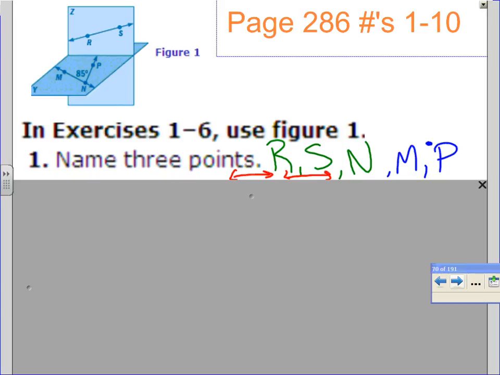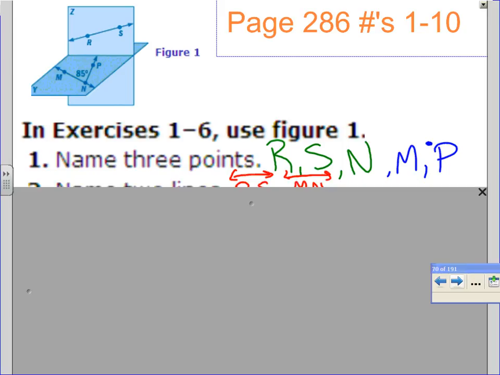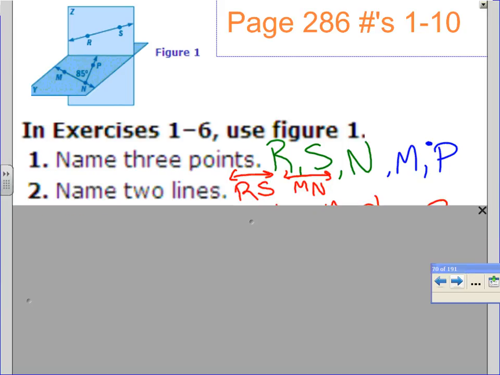So, Jeremy, does that make sense? Okay. Alyssa, number 2, please. Good. MN and RS. Make sure you have the line above it. That means arrows are going on in both directions. Matt, number 3. Yes, sorry. Yep. NP is perfect.